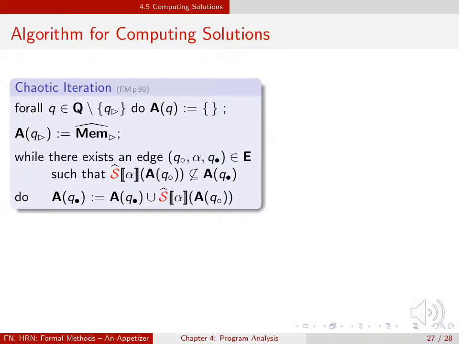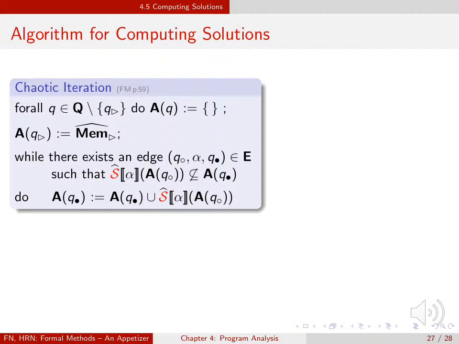Chaotic iteration is the simplest possible algorithm we can imagine. In the initialization step, the analysis information for all nodes except the initial node is set to the empty set. For the initial node, we set it to be the set of initial abstract memories. We then perform iteration steps as long as one of the constraints obtained from the program graph is not satisfied.